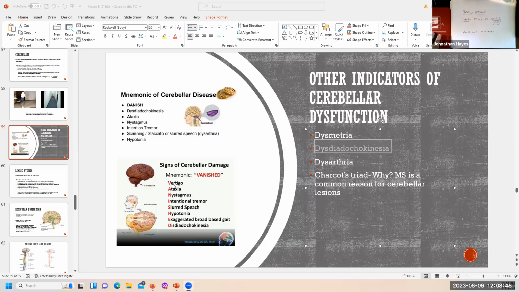So some people use certain mnemonics. I'm not going to test you on these, but it's good to have. Nystagmus, we see that with certain cerebellar issues like MS. That's just the eyes jiggling, right? It's an easy test to do. But slurred speech, right? Difficulty coordinating speech, muscles, movement, tongue, everything takes a lot.